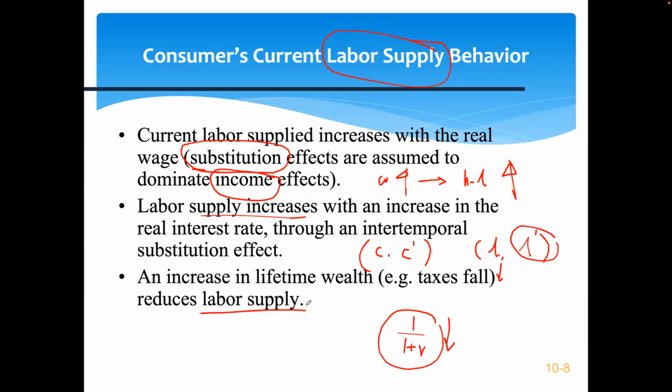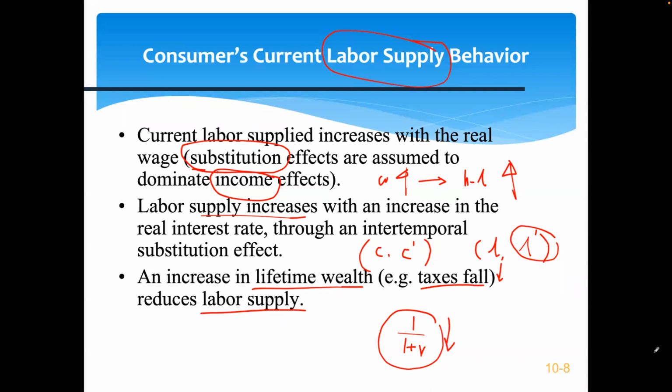Now the third observation: an increase in lifetime wealth is going to reduce labor supply. This is like the income effect, because consumption and leisure are all normal goods. If your lifetime wealth increases, certainly you want to consume more C and L, and hence your labor supply is going to decrease. An example of a lifetime wealth increase is maybe because the government reduces your tax, right? So those are the three observations we have regarding consumers' labor supply behavior.